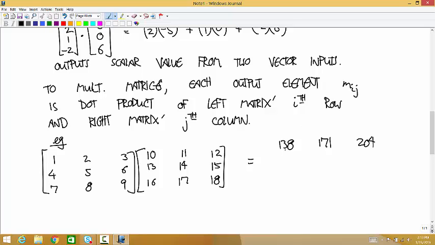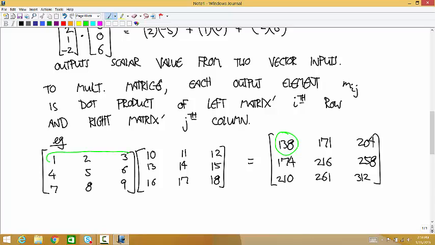Let me just get the right values down here. 174, 216, 258, 210, 261, and 312. Okay, so the way you get these values, to get this 138, that's a dot product between the first row and the first column, because that's i is 1, j is 1.